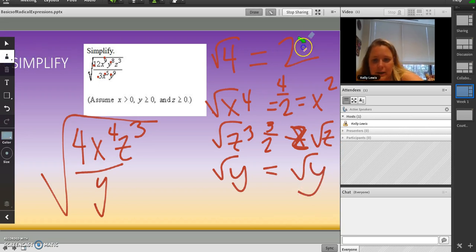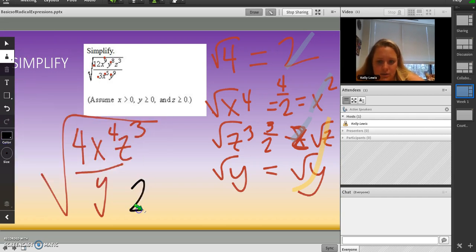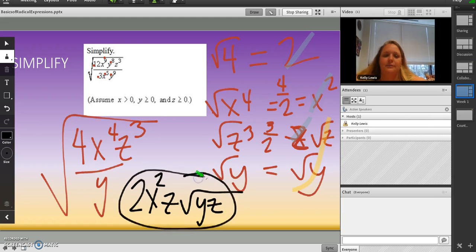And then, so anything on the outside hangs out together. Anything on the inside hangs out together. And so outside, 2x squared z. On the inside is a y and then a z. I'm putting it in ABC order. So that's our answer. And so that's pretty much as hard as it's going to get.